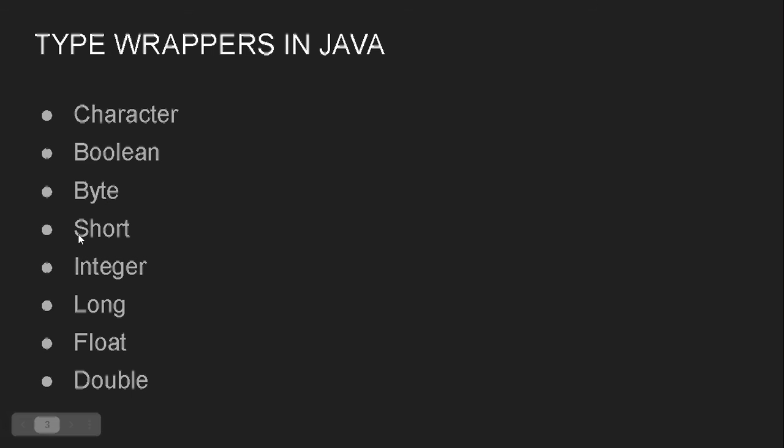However, please keep in mind that if you look at the first character of all these points, each and every one is capitalized. The reason is that I am talking about classes. Character is a class in Java. Boolean is a class in Java. Byte is a class in Java. In much the same manner, short, integer, long, float, double, all 8 of these are defined as classes in the Java programming language. So now let's get started and see what exactly a type wrapper is.